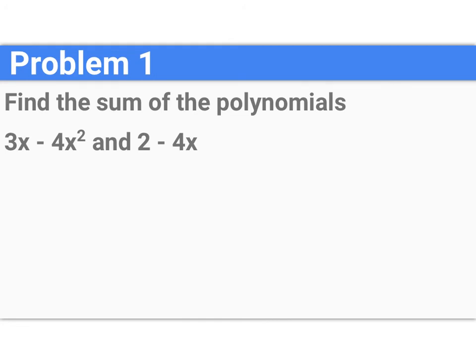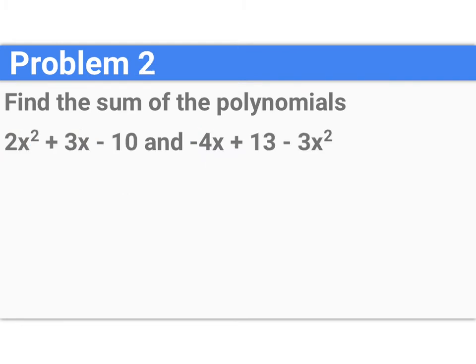Okay, so find the sum of the polynomials. So you only have one x squared term, so that gets written first, 4x squared. You have 3x, let me circle that, minus 4x becomes negative 1x and plus 2. So there you go. There's your polynomial.